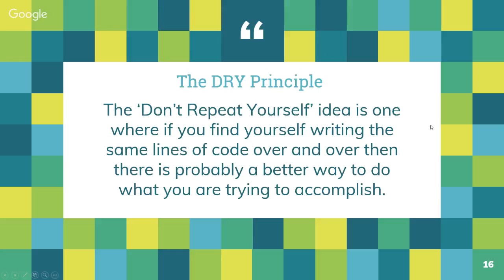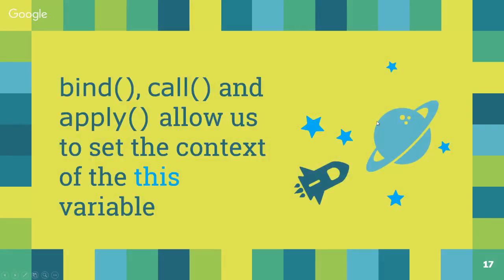Right, now let's get back to the methods, knowing this DRY principle. I'll tell you that these three methods really help us follow this DRY principle. So here you can see what the three methods are used for. They allow us to set the context of the this variable. In other words, bind, call, and apply are methods that allow us to control what the value of this variable is.